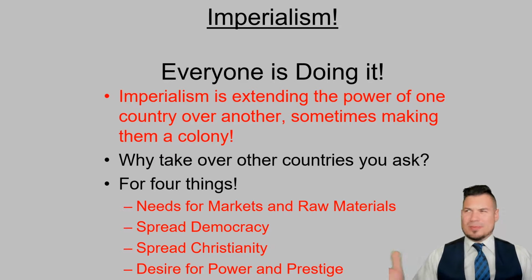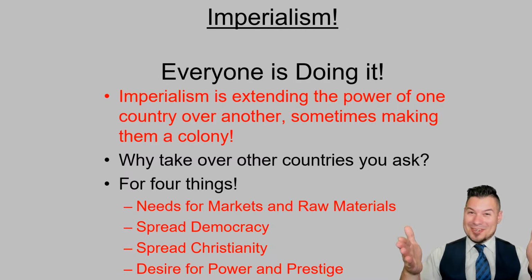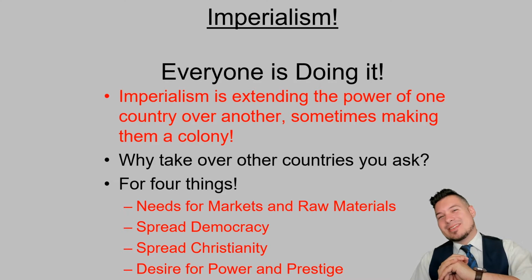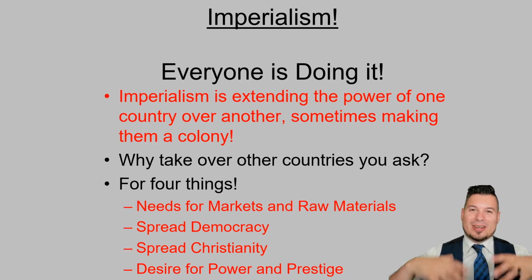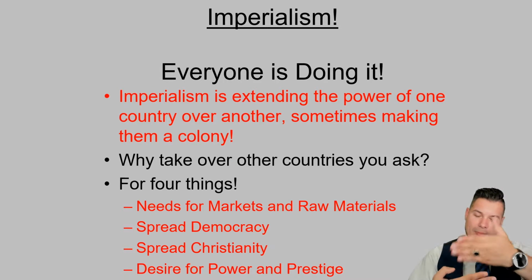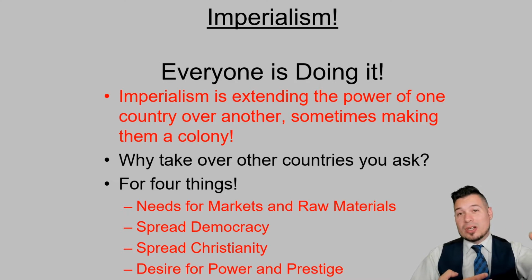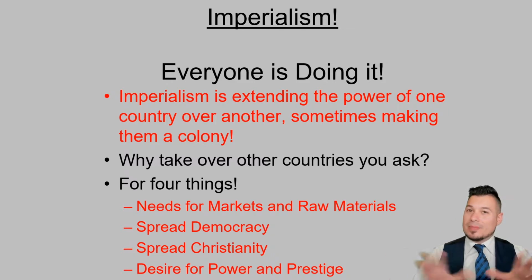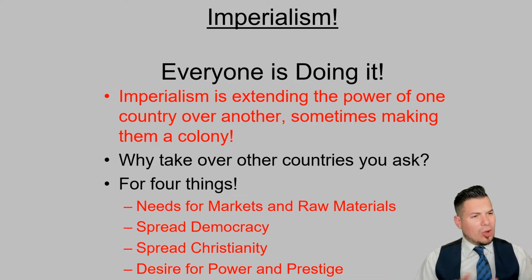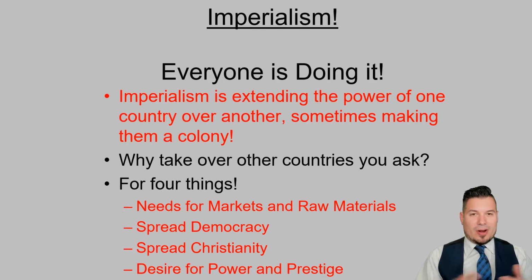So first, imperialism. What is it? In the late 1800s, everyone was doing it. All these different countries were trying to expand their empires. Imperialism is when you have a country that's extending the power of one country over another, sometimes making them a colony. Not always, we're going to talk about that. But essentially, one country takes over another, and now it's part of it.